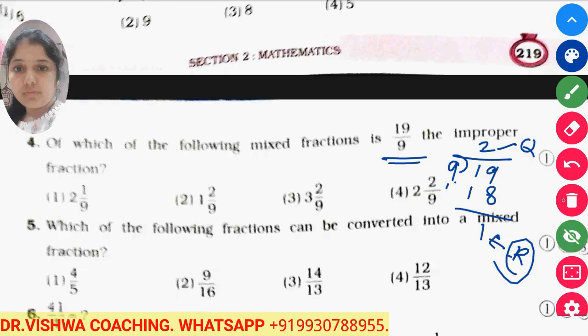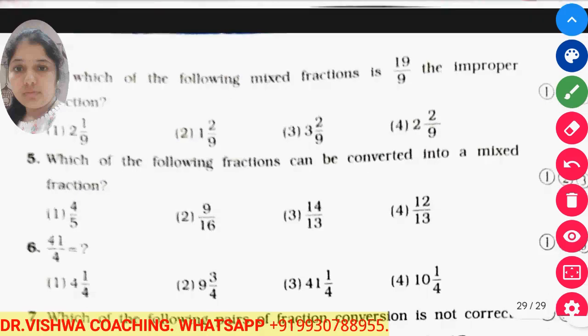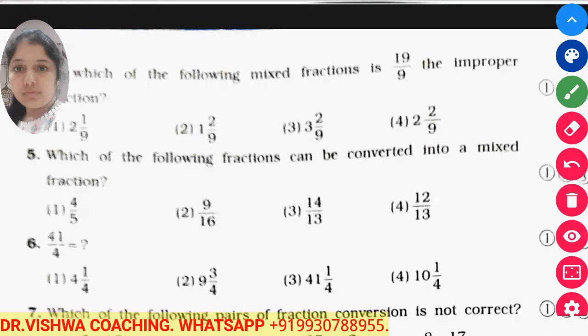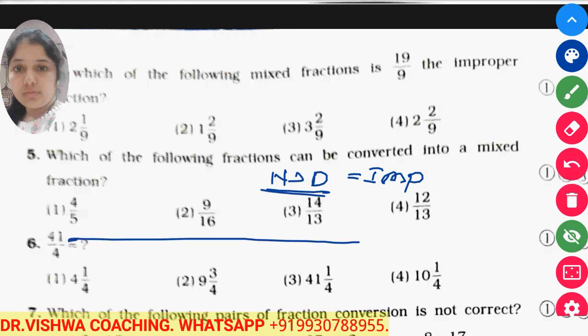So find out. Which of the following fractions can be converted into a mixed fraction? Now see, the fraction which is an improper fraction, meaning numerator greater than denominator, should only be converted into a mixed fraction. Numerator greater than denominator and improper one should only be converted into a mixed fraction. Now see here, whose numerator is greater than denominator, that will be your answer. So this is for your homework.